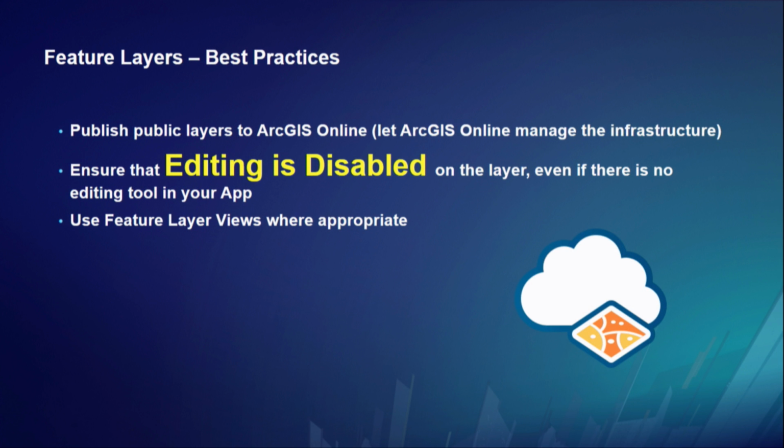All right, so some best practices for feature layers. Depending on your organization's policies and security stances, this may not be an option, but we would always recommend you publish any public layers to ArcGIS Online and let ArcGIS Online take on the burden of managing all that infrastructure and providing the scalability and responsiveness that you would need for these viral maps. Ensure that editing is disabled on the layer.